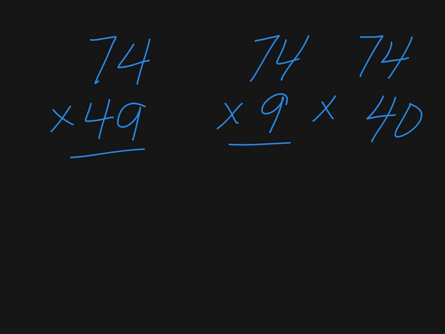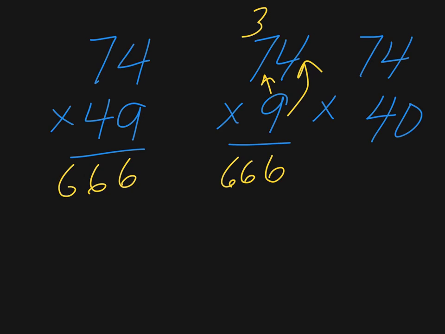Alright, let's look at this problem here. We have 74 times 49. I'm actually going to come over here to the side question. We're going to do 4 times 9 is 36. Here's my 6. Carry the 3 over. 9 times 7, 63. Add 3 more to it. We get 66. So we can come over and write our answer, 666.